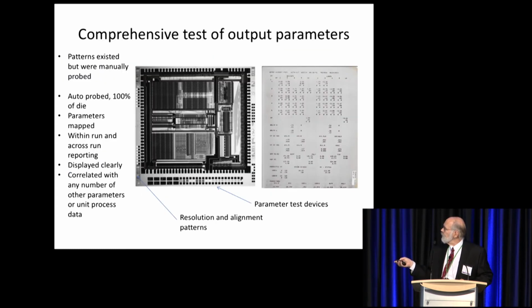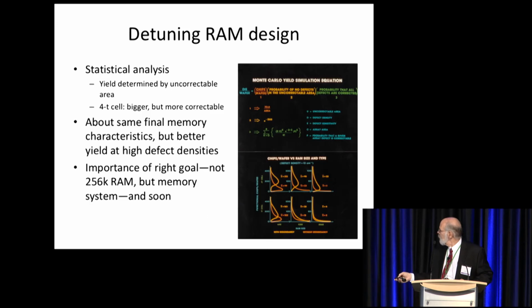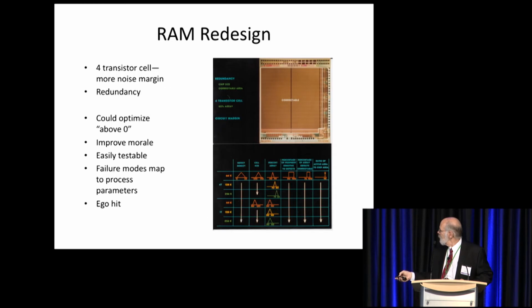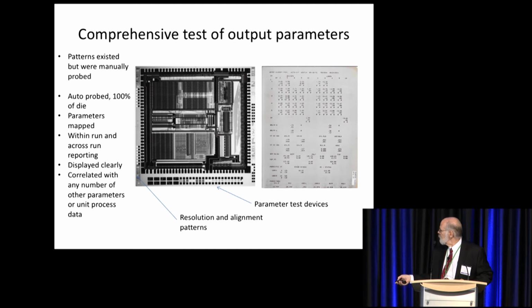So we also instituted a comprehensive test of output parameters. So we already had test patterns on our chips. The test pattern takes about 6% of the surface area of the chip, measures 150 parameters. However, we started to auto-probe every die on every wafer, as opposed to just a few spots, and developed some wafer mapping, some analysis tools that you'll see here. The point here is be comprehensive.